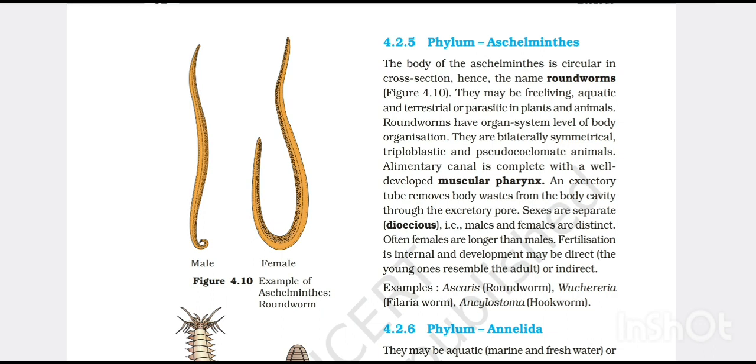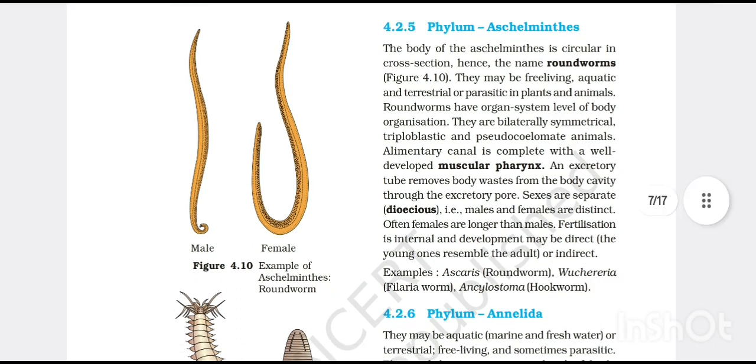Then the alimentary canal is complete with a well developed muscular pharynx. An excretory tube removes body waste from the body cavity through the excretory pore. Sexes are separate. That means they are dioecious. Male and female bodies are distinct. Often females are longer than males. Fertilization is internal and development may be direct, where the young ones resemble the adult, or indirect.